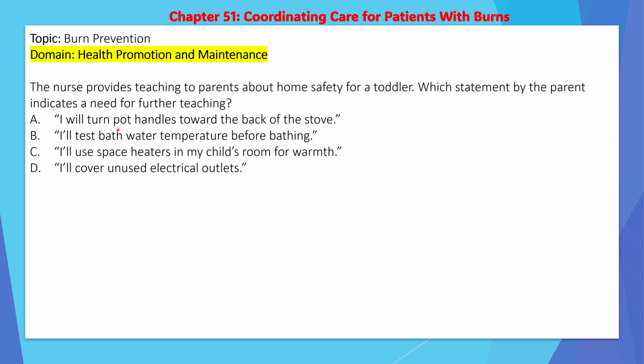A. I will turn pot handles towards the back of the stove. B. I will test bath water temperature before bathing. C. I will use a space heater in my child's room for warmth. D. I will cover unused electrical outlets. So which indicates a need for further teaching? It means that three are correct and one is no good.